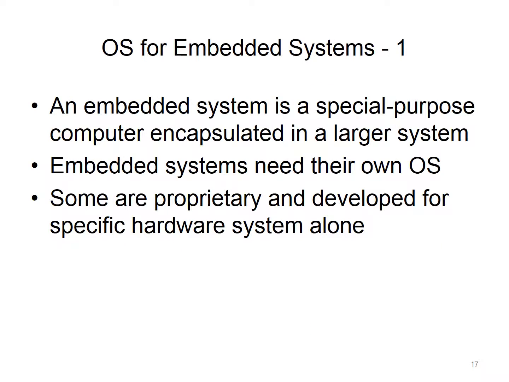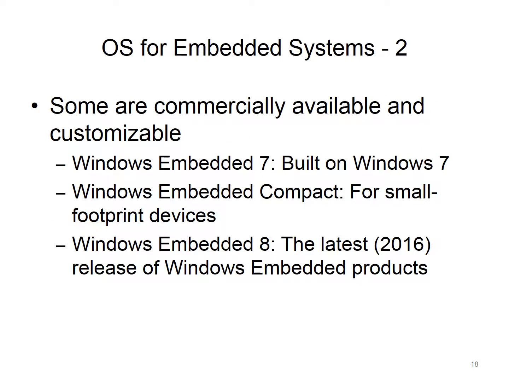An embedded system is a special-purpose computer encapsulated in a larger mechanical or electrical system. There are embedded computers in everything from home appliances to power steering modules to home electronics. These systems still need their own operating system. Some operating systems are developed specifically for those devices and are proprietary. Some embedded systems are commercially available and customizable.